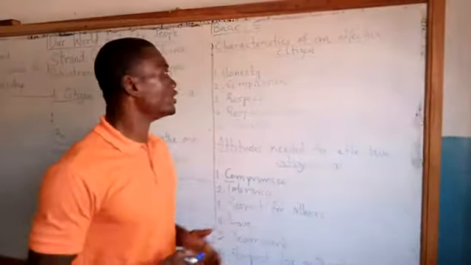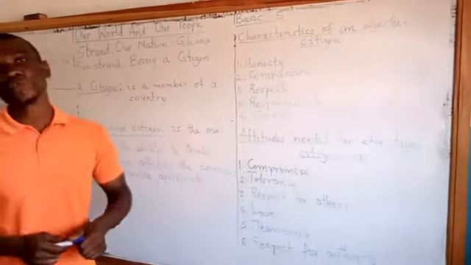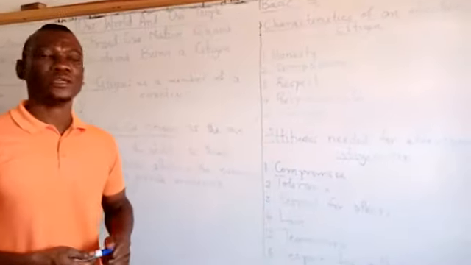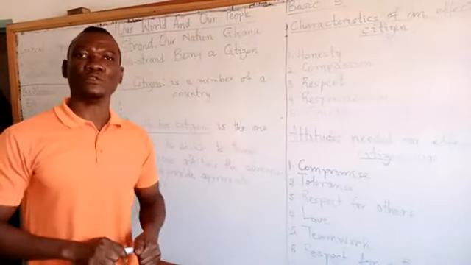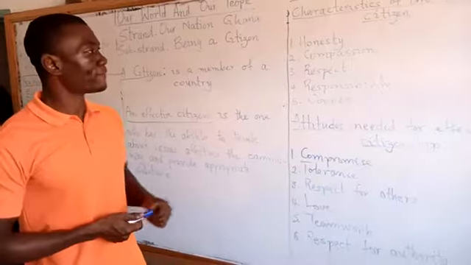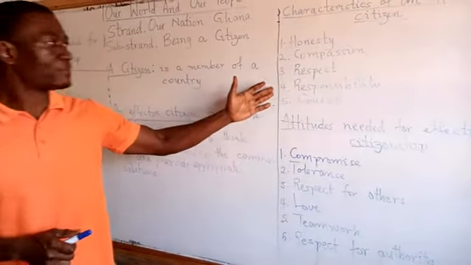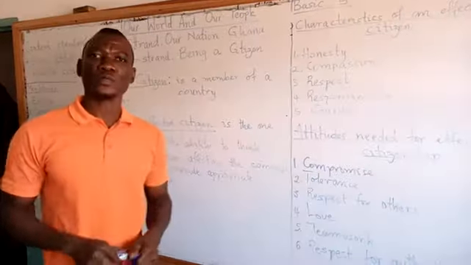So every nation needs truthful people or honest people to be able to develop. We also have compassion. That is the ability to show love and care for other people. And that is also a very good characteristic of an effective citizen. Respect, responsibility, that is being able to be accountable for what has been entrusted to you.